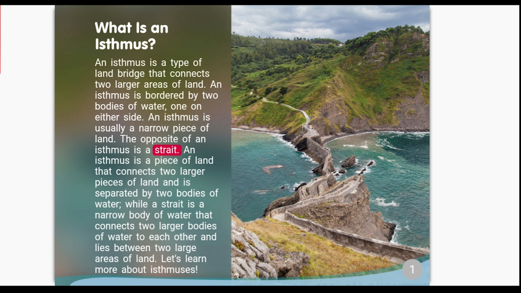An isthmus is a piece of land that connects two larger pieces of land and is separated by two bodies of water, while a strait is a narrow body of water that connects two larger bodies of water to each other and lies between two large areas of land. Let's learn more about isthmuses.